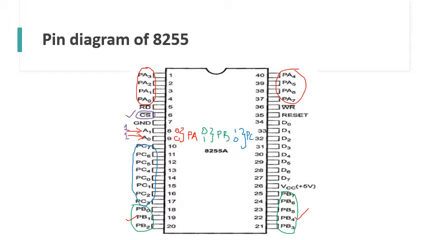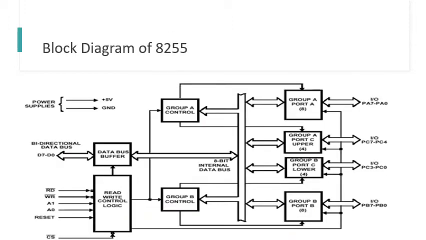This 8255 will be functioning in 3 different modes: mode 0, mode 1 and mode 2. Once the 8255 is reset, its port pins are going to act as input port pins, and it is going to function in mode 0. This is about the pin details of 8255. Let us break down the functionality of each block now.